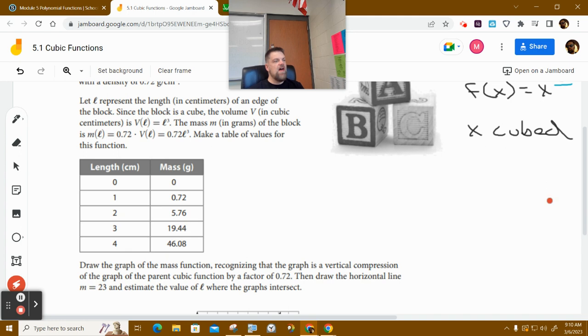It says let L represent the length in centimeters of the edge of the block. Since the block is a cube, then the volume would be L cubed, right? So it's L times L times L. And the mass of the block is 0.72 times the volume of the block, which would be 0.72 L cubed. And then it asks for us to make a table of values. So we made the table of values.